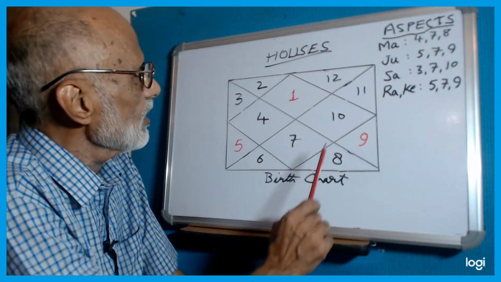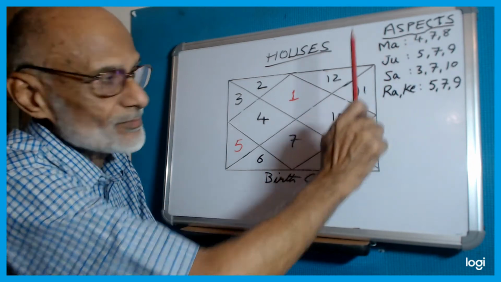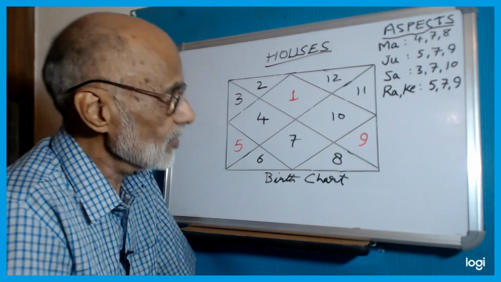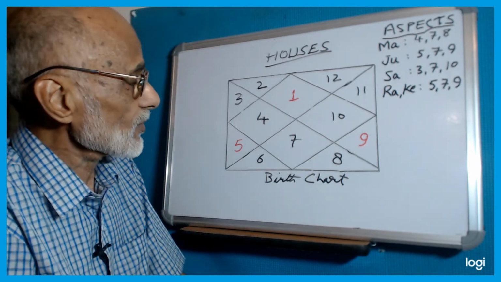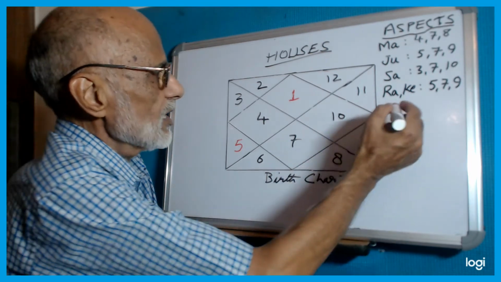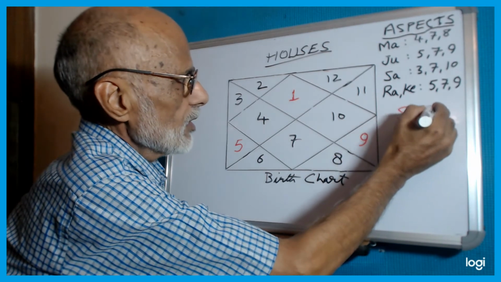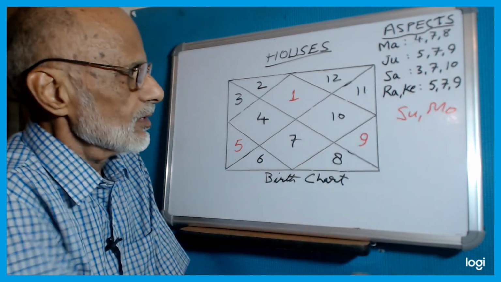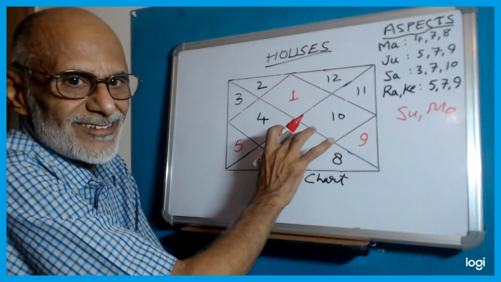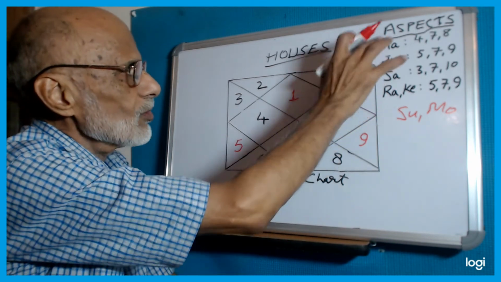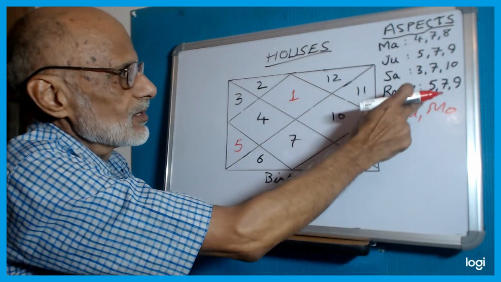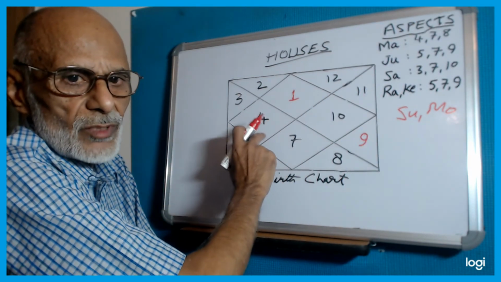Now, let me tell you about the aspects of planets. By aspect we mean the drishti. There are 9 planets, right? And each planet, even the sun and the moon, looks at certain places. They cast their aspect or drishti. All the planets cast their aspect on the 7th house, counted from the house where that planet is placed.